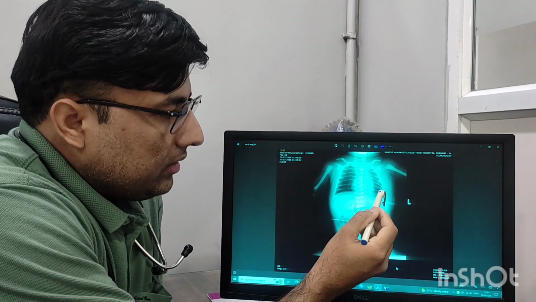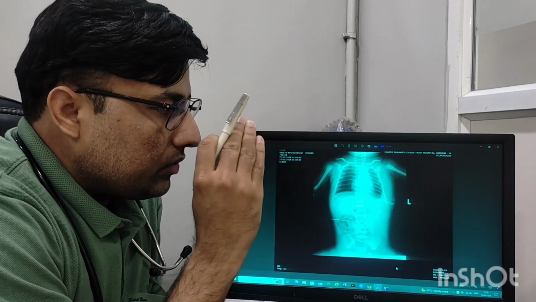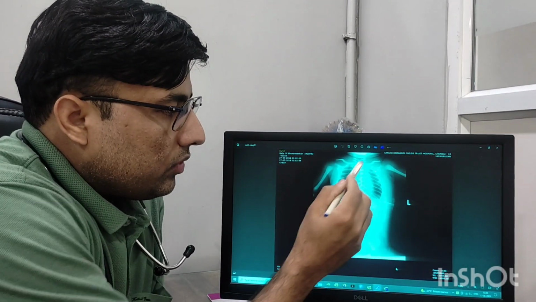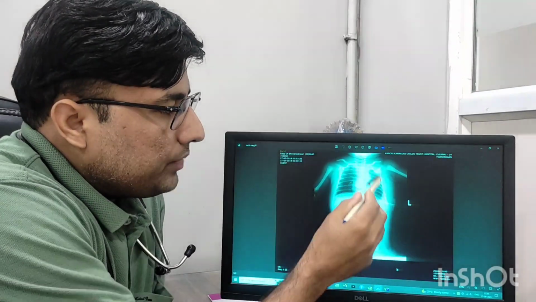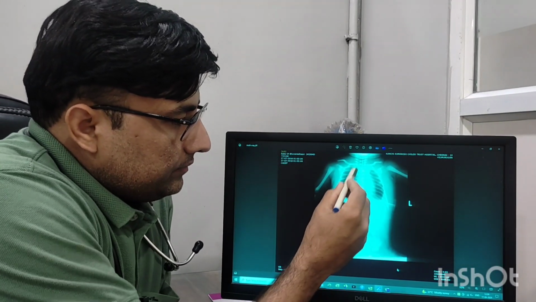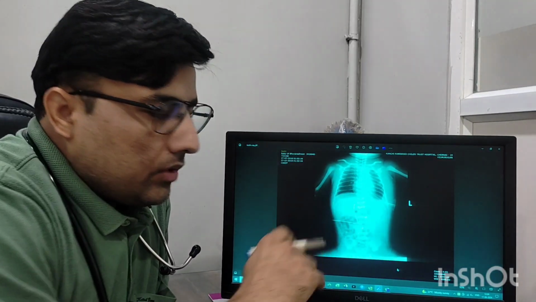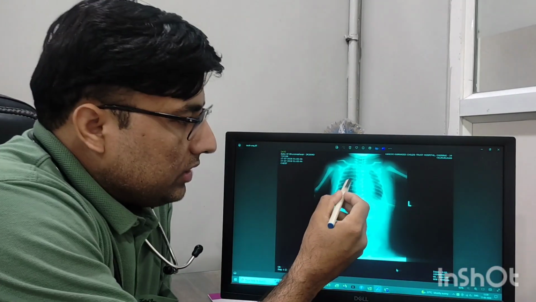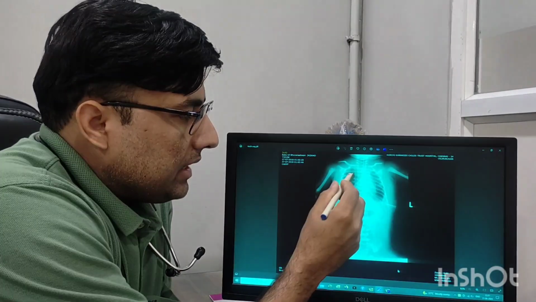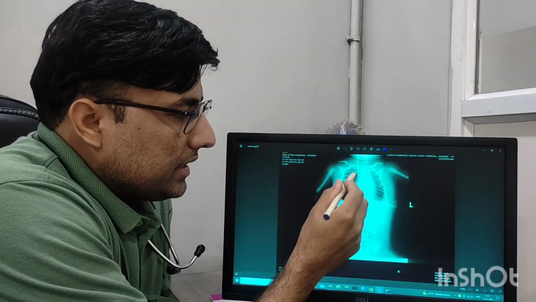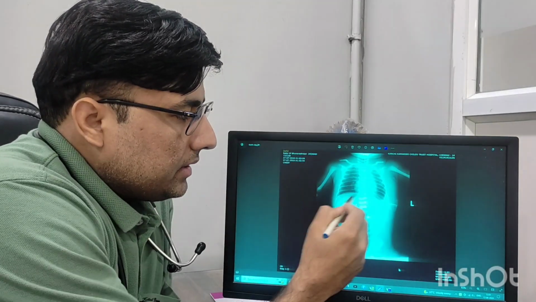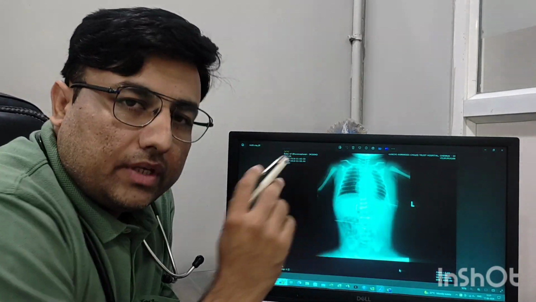So first is symmetrical or asymmetrical, second is whether it is homogeneous or heterogeneous. Like RDS opacity will be homogeneous, but MAS opacities will be heterogeneous. Okay. And the next point is, we'll see the pulmonary vascular markings. It is oligemic lung fields or plethoric lung fields. Plethoric will be like, here some infiltrates or whiteout will be there. In oligemic lung fields, hyperlucent lung fields will be there.